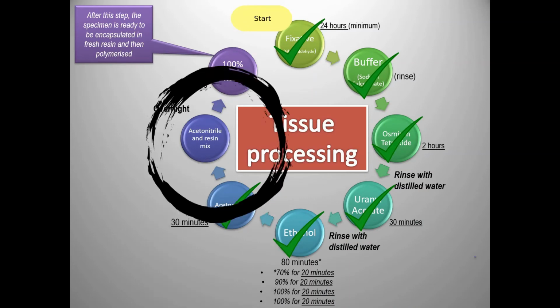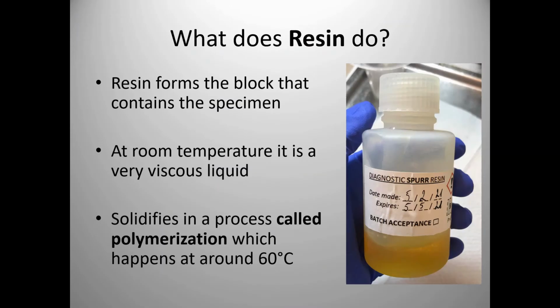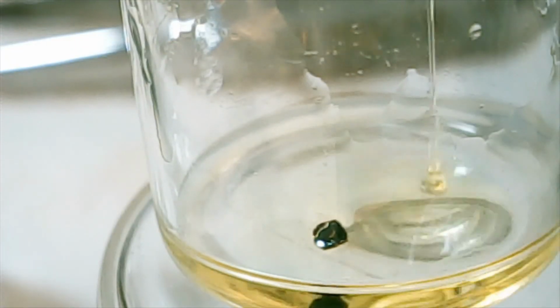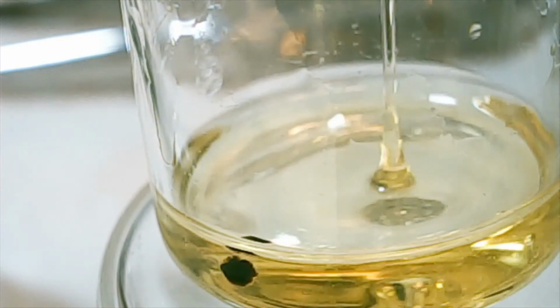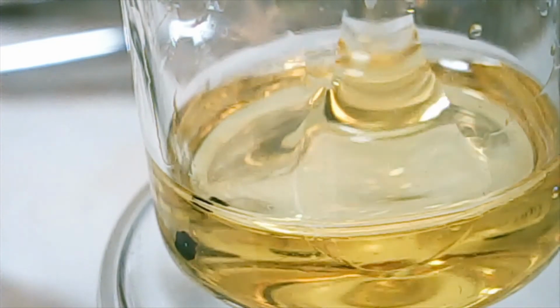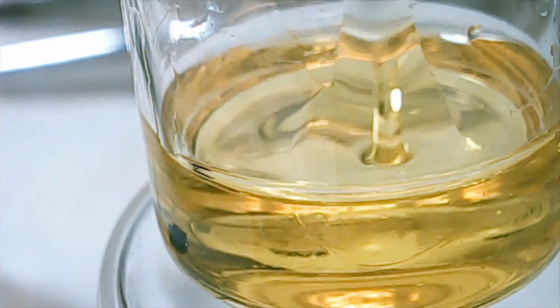We use epoxy resin to form the block that the specimen is embedded in. At room temperature, the resin will be a viscous liquid that can be poured and pipetted, but when heated to 60 degrees in a process called polymerization, the resin solidifies into a block. So I'm just going to leave the specimen in fresh resin now for 6 hours, and this will ensure that the specimen is fully infiltrated by the resin.